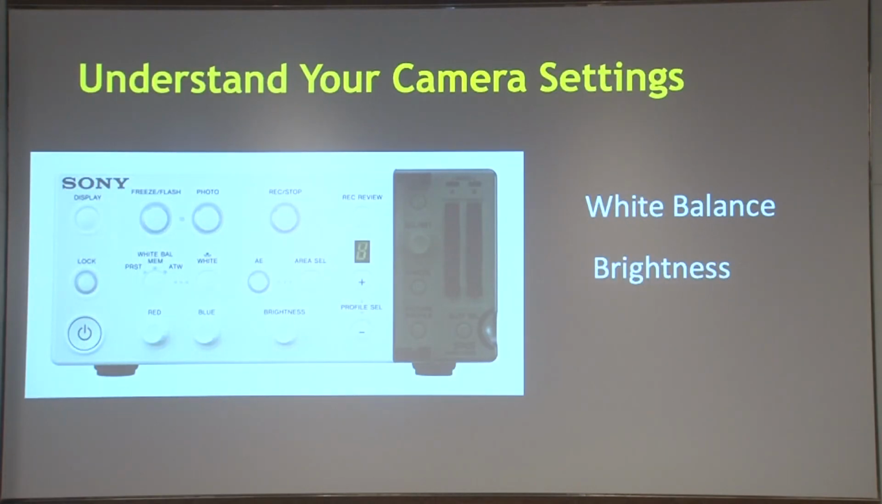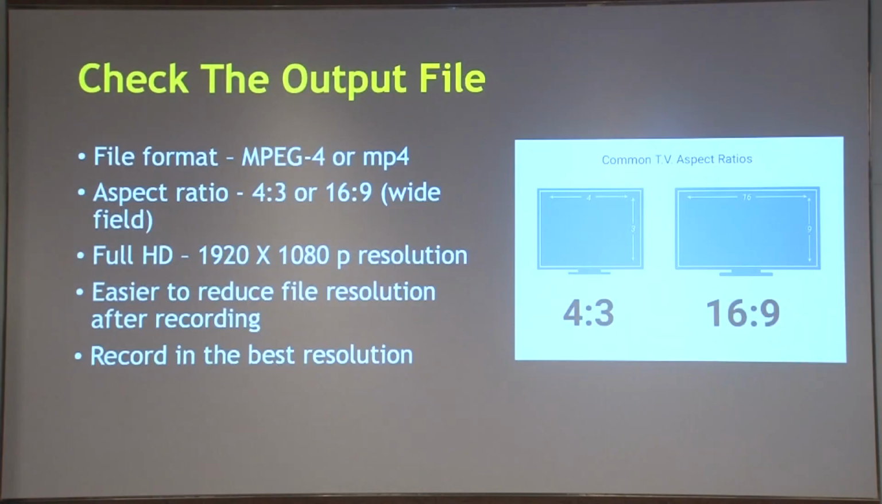So we have to understand our camera settings. We should know how to adjust the white balance, how to adjust the brightness, and always we should check the output file. Nowadays we all see widescreen, so it is better to have 16:9 compared to 4:3. Better to record with full resolution, like full HD 1920 by 1080p, so that we can reduce the resolution later to decrease the size of the file.